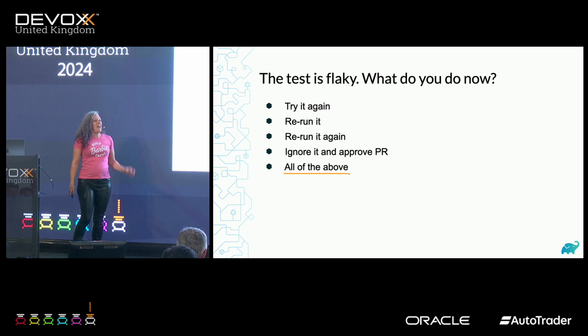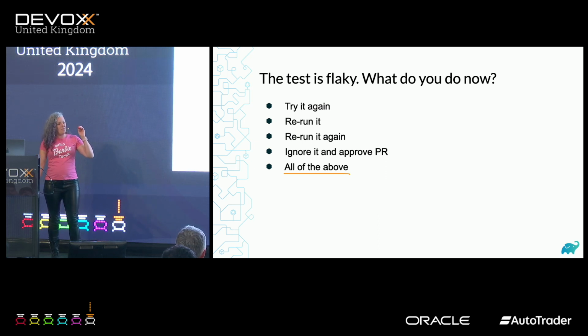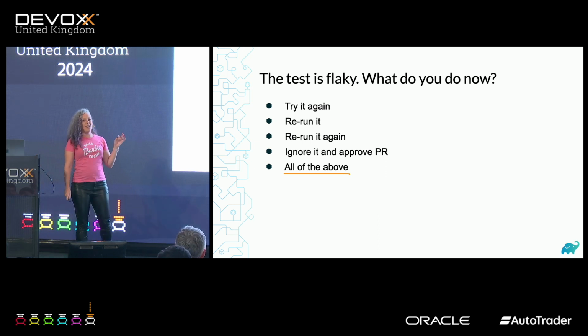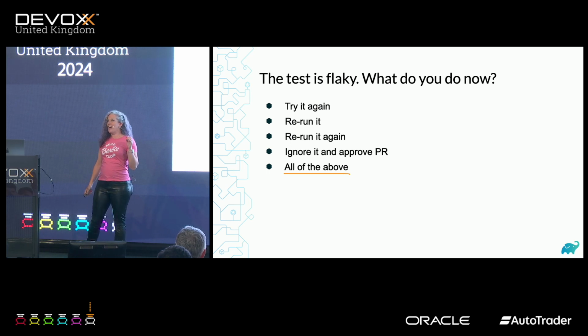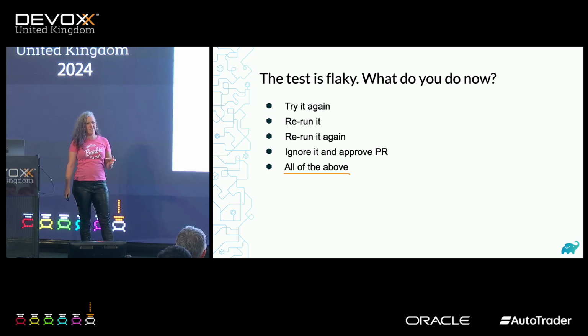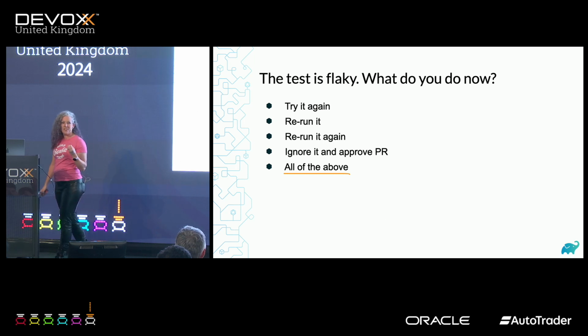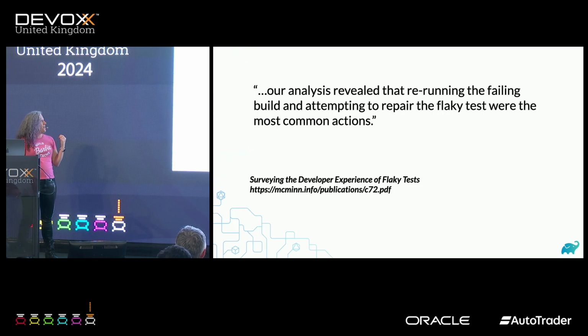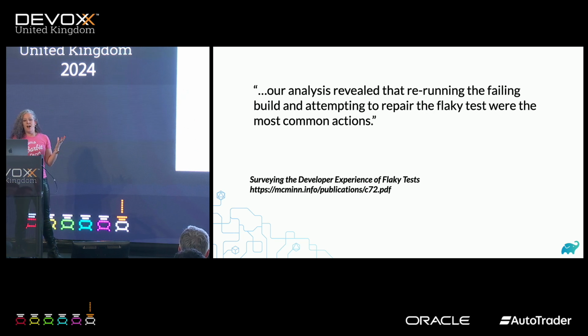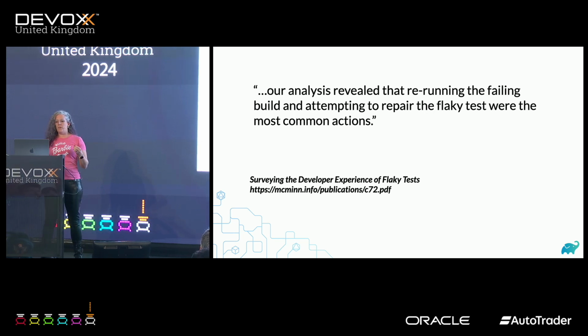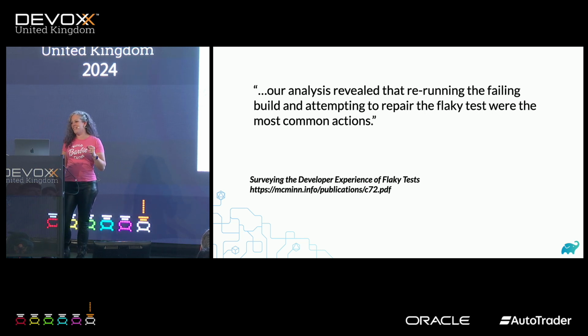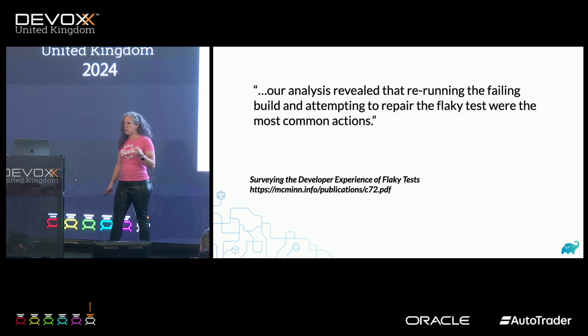OK. So I absolutely hate flaky tests because I feel like they're clearly a sign that there's something wrong. But they're so difficult to identify and fix that they're like a toxic drain on the team's morale. There was a survey done, and it said, our analysis revealed that rerunning the failing build and attempting to repair the flaky test were the most common activities. I'm kind of surprised that people actually attempted to repair the flaky test, and well done them. Maybe they were just lying on the survey results. But rerunning the build is definitely the most common thing to do when you have a flaky build or test.